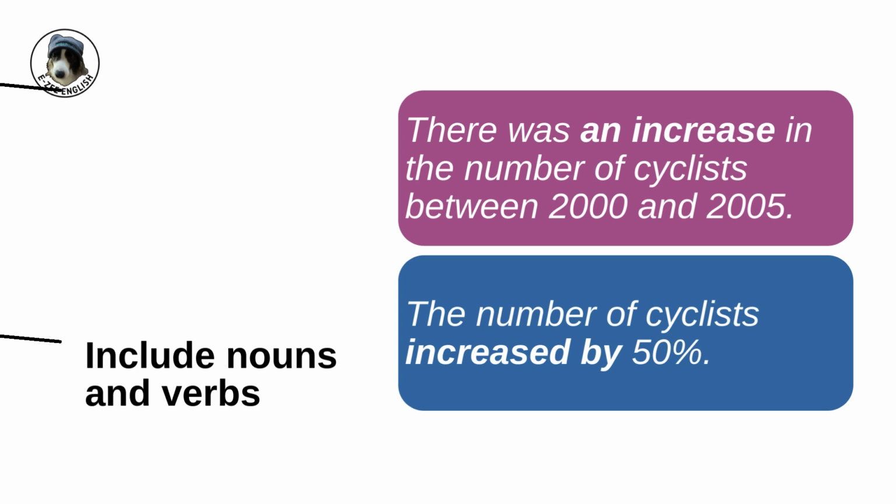It's important to vary your use of verbs and nouns like this. There was an increase in the number of cyclists between 2000 and 2005. See, here we've used a noun, and down here, the number of cyclists increased by 50%. Now we've used the verb. Showing this exemplifies your variety.